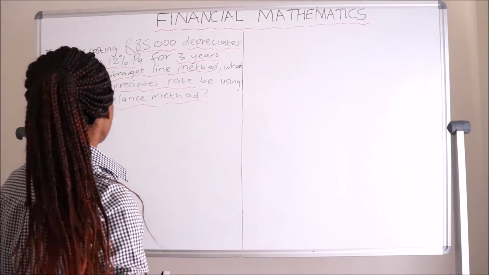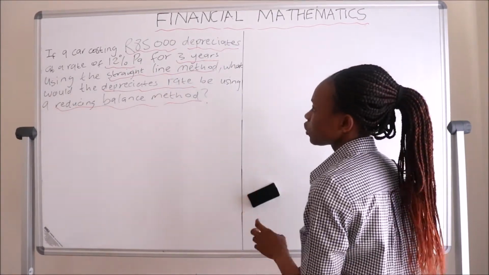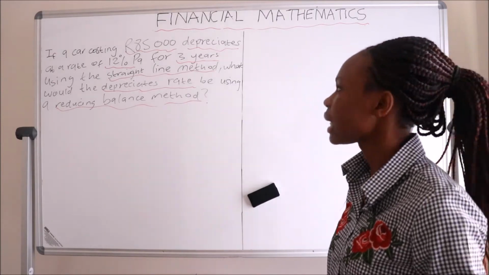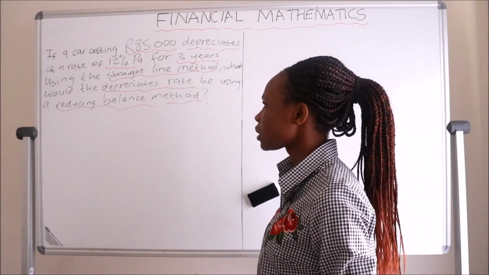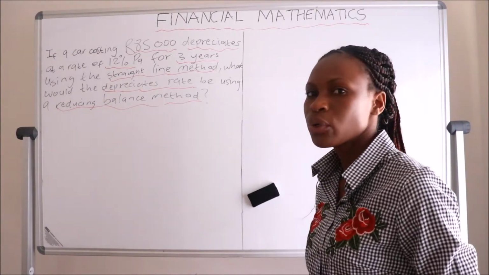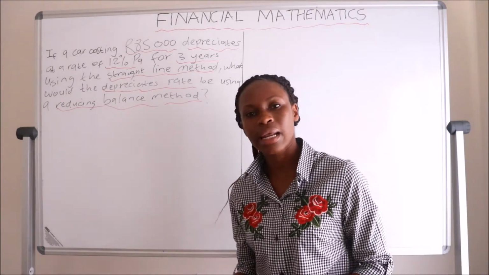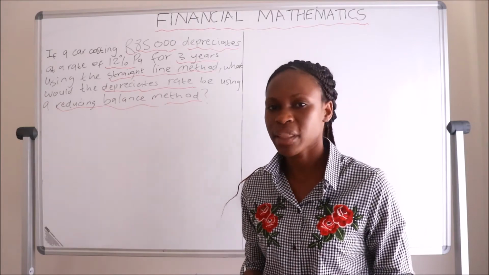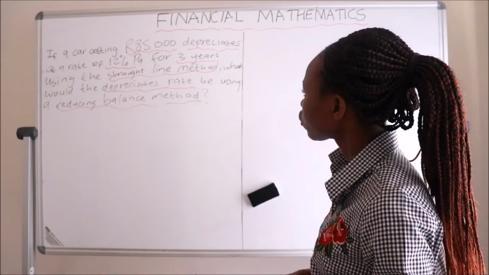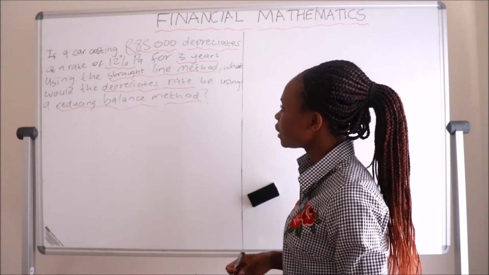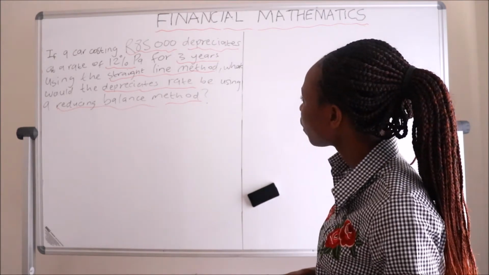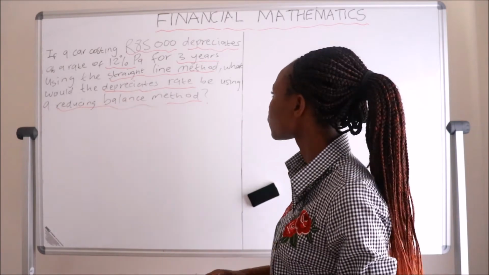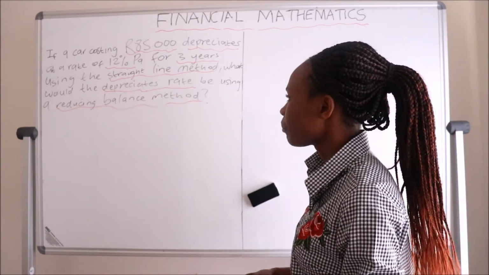This question says: if a car costing 85,000 depreciates at a rate of 12% per annum for 3 years using the straight line method. I hope you guys are still familiar with the straight line method. That's what we did in the first lesson of financial mathematics. So the straight line method, what will the depreciating rate be using a reducing balance method?